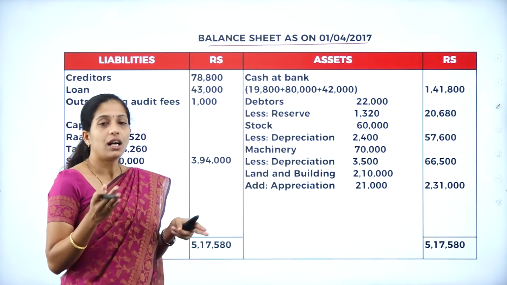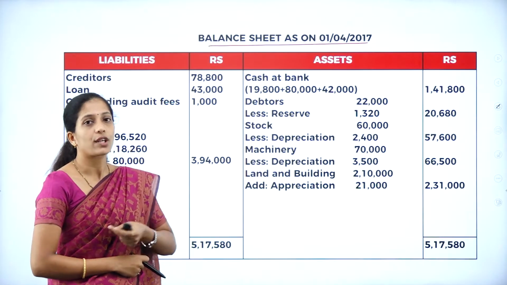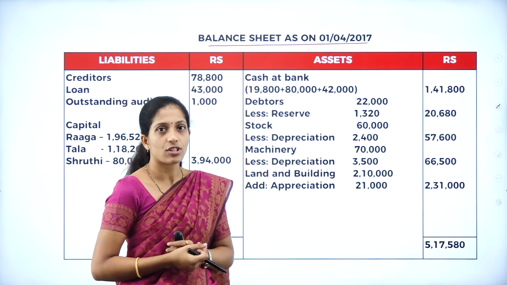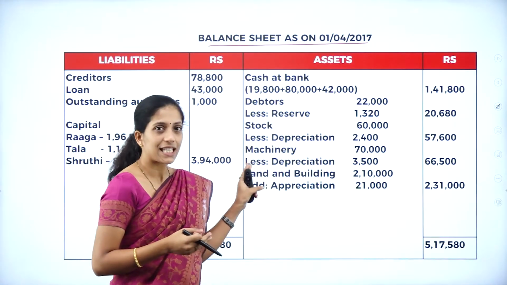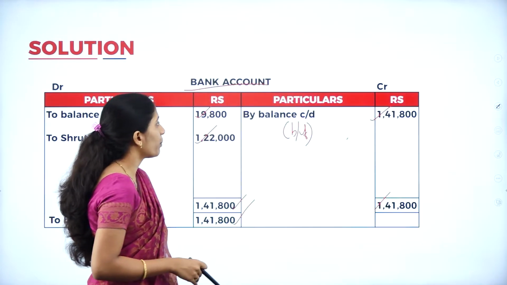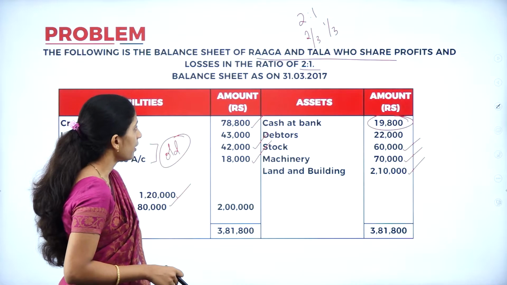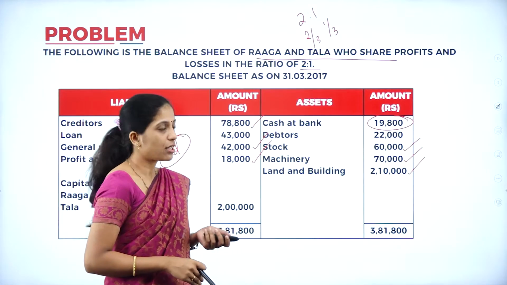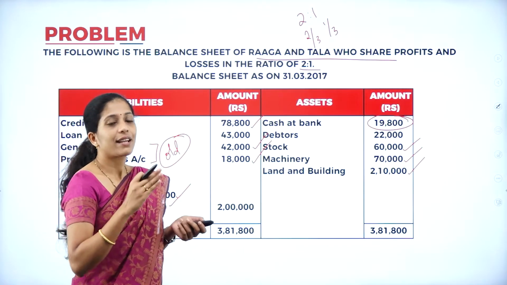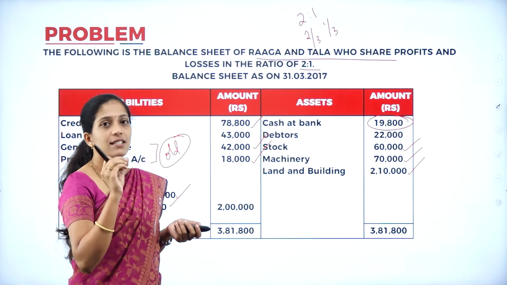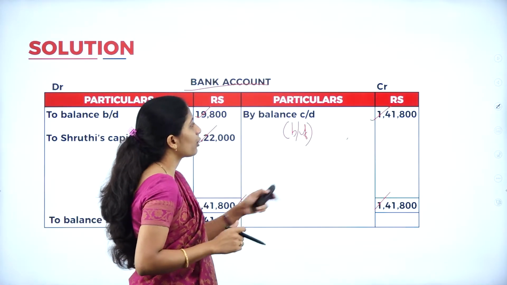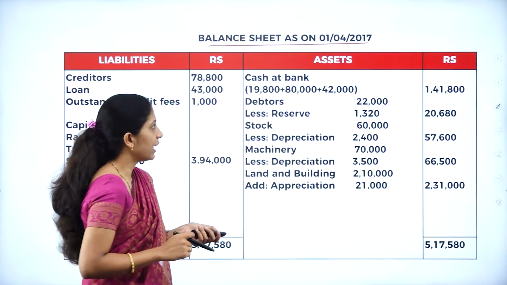Now we will go through the old balance sheet which is given in the question, one by one, and if there is any adjustment we have to make the adjustment, or else we shall write the same amount that is there in the old balance sheet. So the first one is cash at bank. We had already prepared the bank account, right? So we can directly write the balancing figure of the bank account, which is 1,41,800.